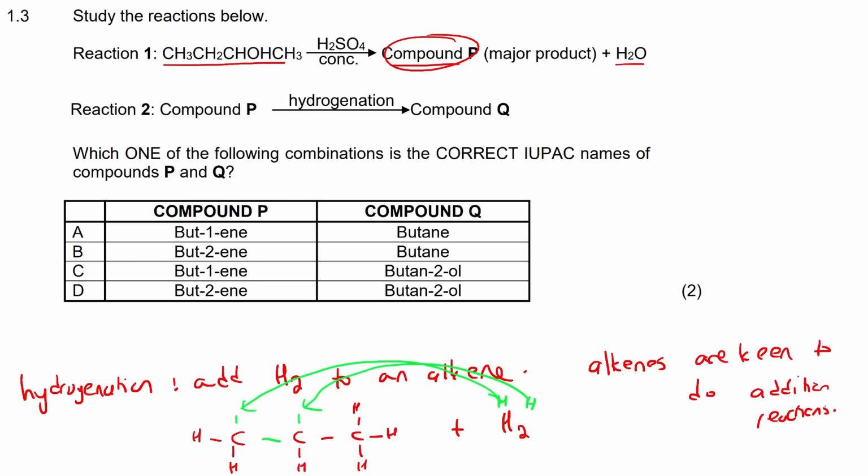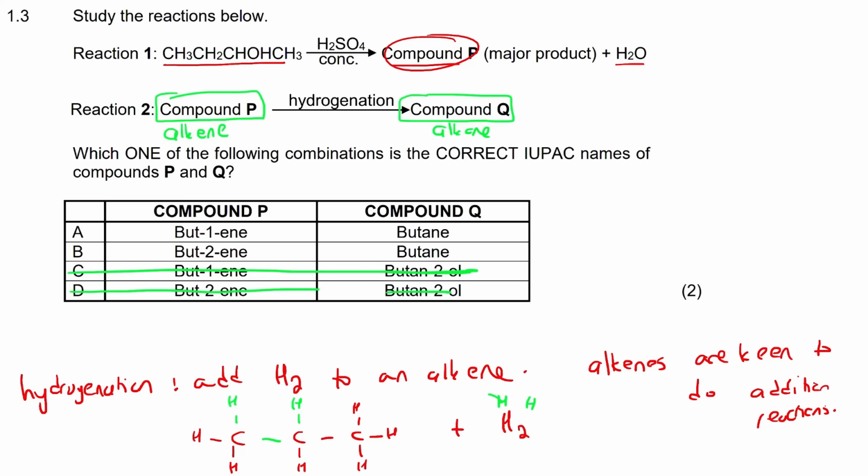That is hydrogenation. So I then know that this compound P must be an alkene, and I know that this must be an alkane. Because once you add these hydrogens on, then you have an alkane. Okay, so the answer for compound Q, it cannot be these ones. So those are completely out. Okay, so it's definitely going to be one of these. So let's have a look.